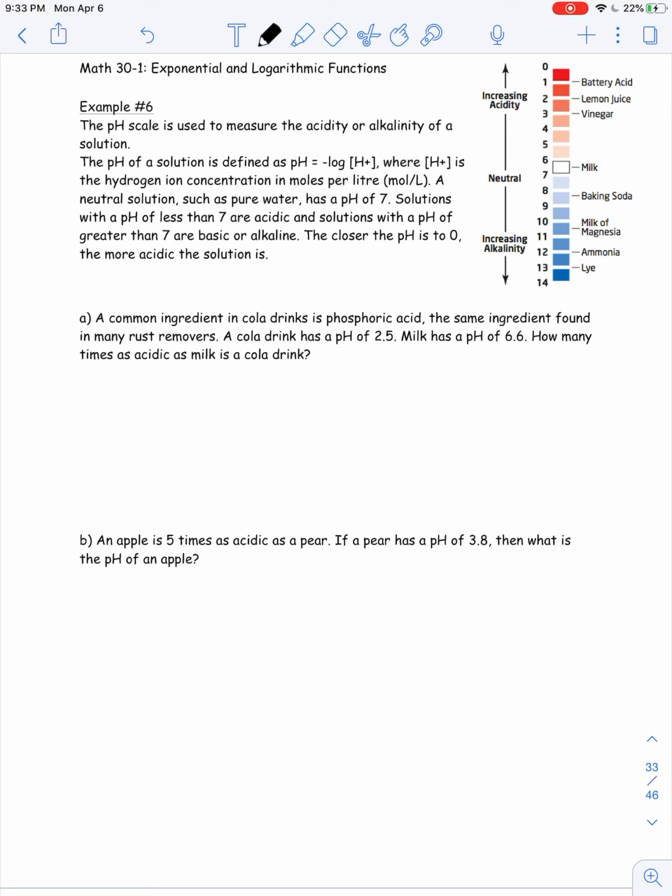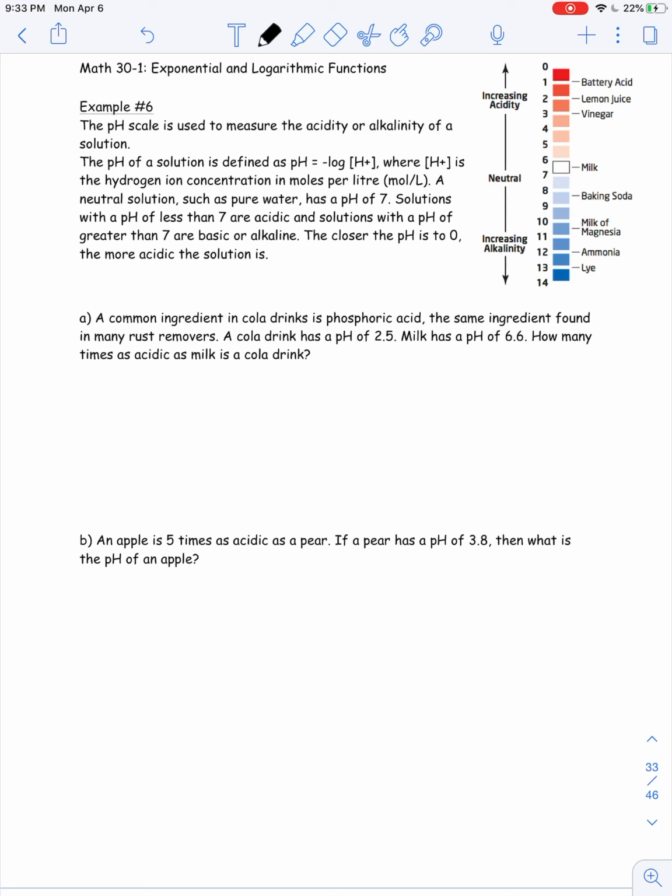Example number 6, we have the pH scale is used to measure the acidity or alkalinity of a solution. So we have the pH of a solution is defined by this equation. pH is equal to negative log H plus. H plus, so hydrogen plus, is your hydrogen ion concentration in moles per liter.